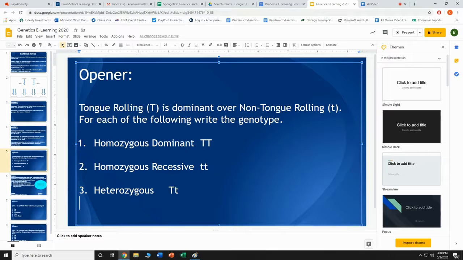Now, this isn't part of it, and I'm not going to ask you about it, but just in case you're curious, these are their genotypes because they're all letters. If my question was, hey, what's the phenotype? This guy would be tongue rolling because he has a dominant allele. All you need is one, and he has two, so he's definitely tongue rolling. This one is going to be non-tongue rolling because he doesn't have any of the dominant alleles that he needed. So he's going to show the recessive trait, which is non-tongue rolling.